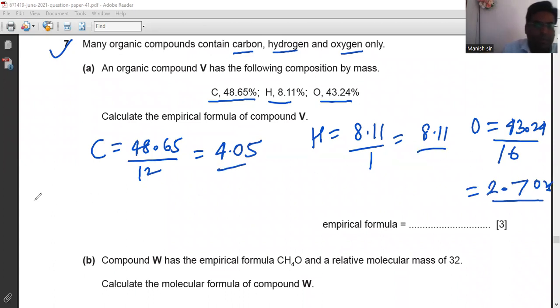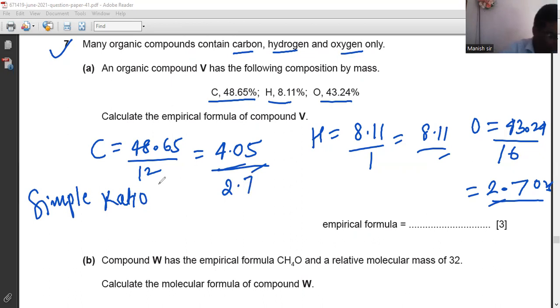So next, find the simple ratio. Divide these by 2.7. So how much is it? 4.05 divided by 2.7 is almost 1.5. Next, 8.11 divided by 2.7 will be 3.03, right? And this divided by this will be 1, right?